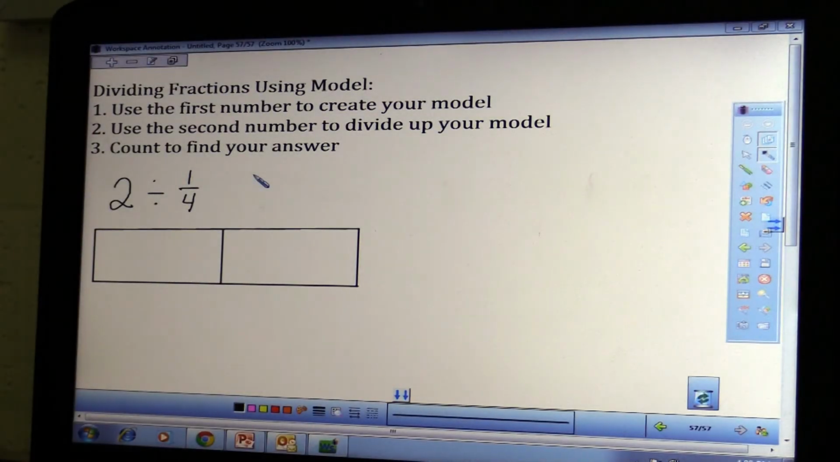5th grade. This is Mrs. Haney. Today I wanted to talk to you about dividing fractions using models to help you solve.